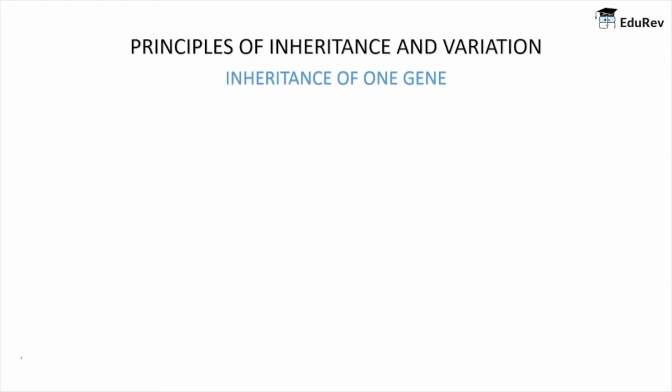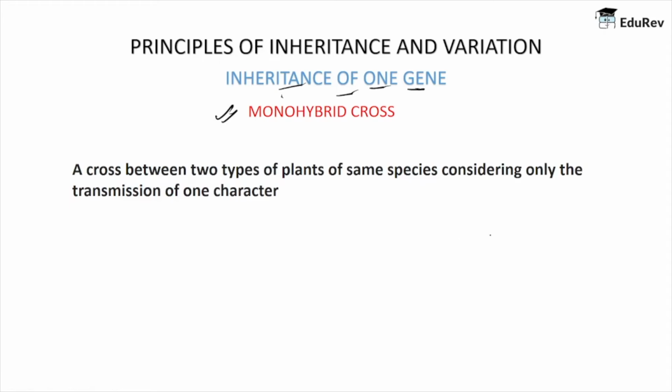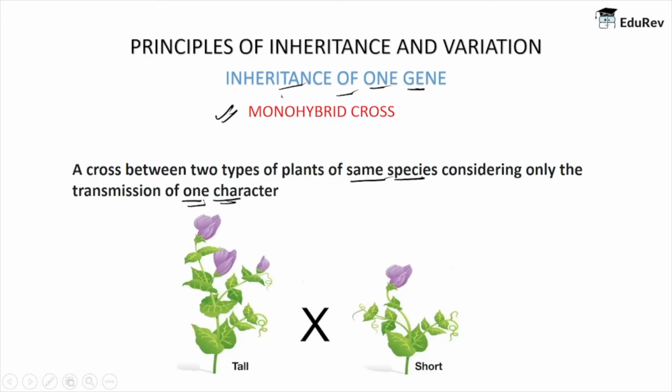given by Gregor John Mendel, which is the inheritance of one gene, our topic, which is also known as the monohybrid cross. So monohybrid cross is a cross between two types of plants of the same species, considering only the transmission of one character. It means we are going to study the cross between two types of a plant of the same species.